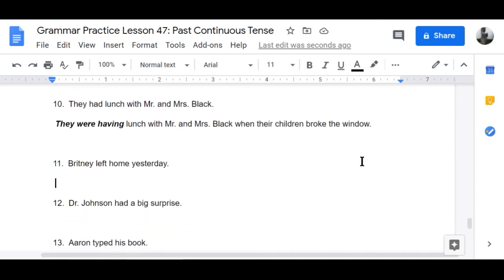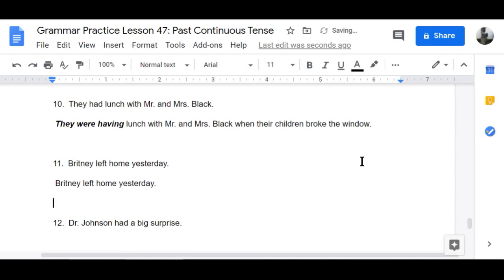Something happened. 11. Brittany left home yesterday. Brittany was leaving home yesterday when the paparazzo. Italian words are so difficult. When the paparazzo took photos of her.